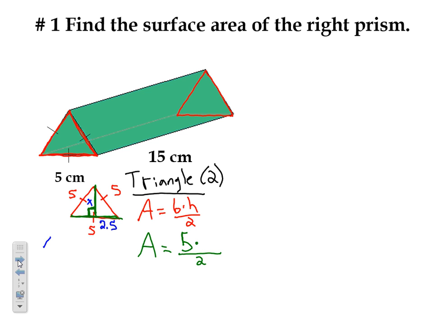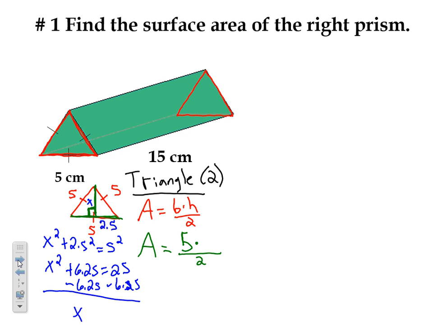So I'm going to have x squared plus 2.5 squared equals 5 squared. So x squared plus 6.25 equals 25, minus 6.25 on both sides. And I'm going to get x squared equals 18.75. If I take the square root of both sides, my height, or my x value, equals 4.33. So that's what I'm going to plug in for my height, 4.33.